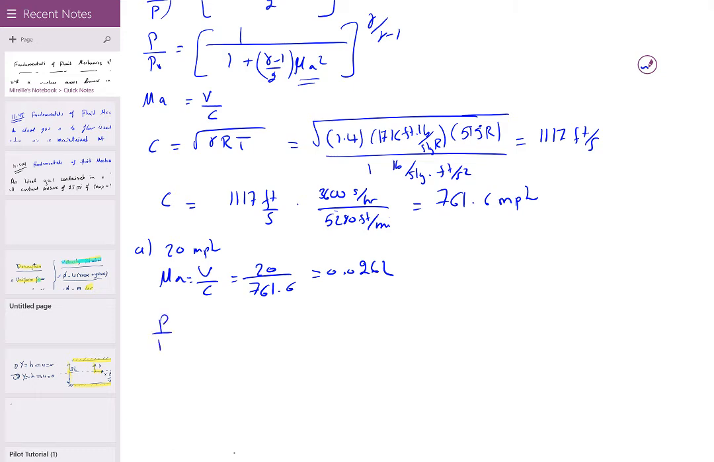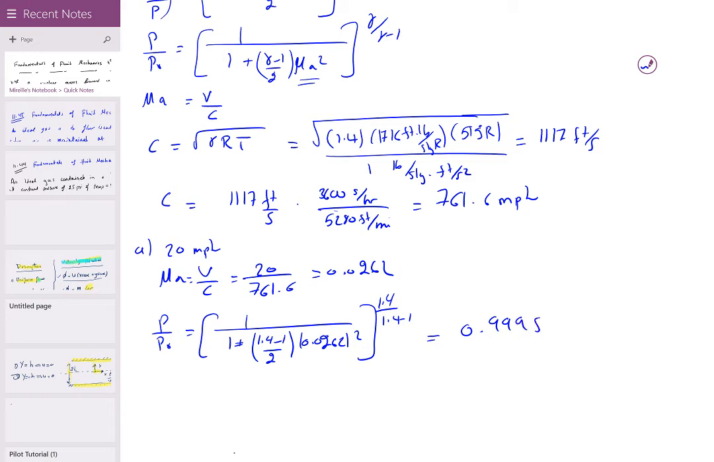Substituting, I get P by P naught equals 1 over 1 plus (1.4 minus 1) over 2 times 0.0262 squared, to the power gamma over gamma minus 1. So the answer is 0.9995.